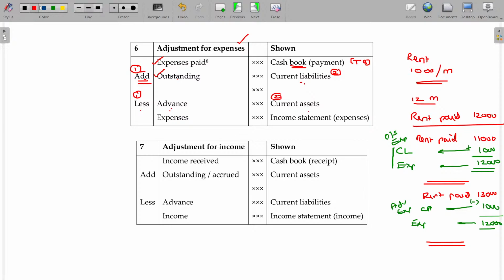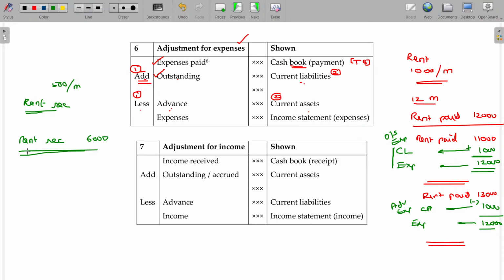Same happens in case of income. You can understand the other way. For example, rather than rent paid, we assume we let out our rental property, then rent received will be there, right? The actual rent received being per month 500 rupees. So the rent received for the period should be how much? Per month 500 means for the 12 months period, usually it should be 6,000. If it is 6,000, no problem.